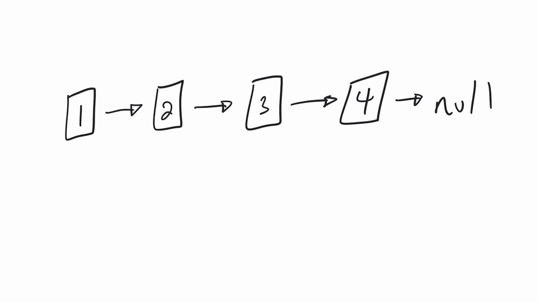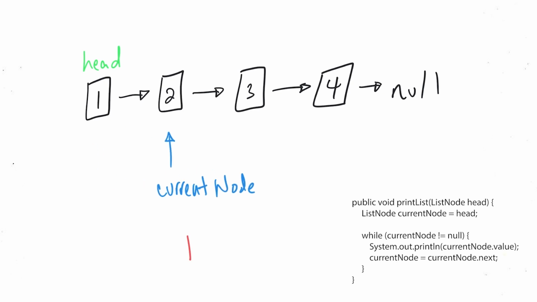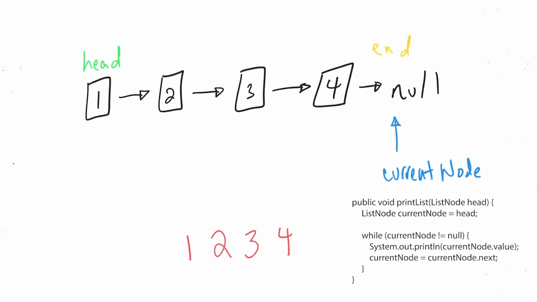So here's what our code would do if we had this linked list. So the head would obviously be the node with the value 1, and that's what we'd be given to work with. So if we wanted to print the linked list, we would set current node equal to head. And then we just have a simple loop where we print each node's value and we go to the next node by saying current node equals current node dot next. And then the loop will finally end when current node is equal to null. And that means we're at the end of the linked list.